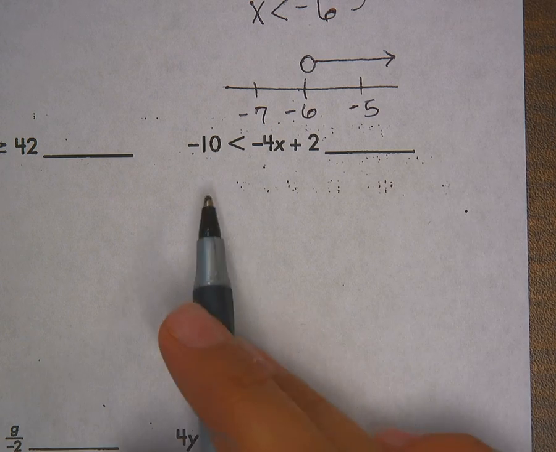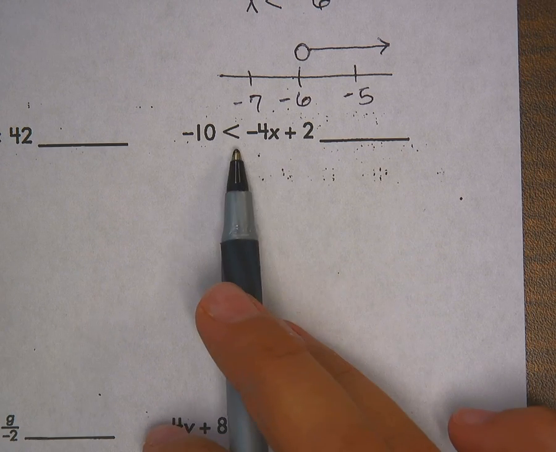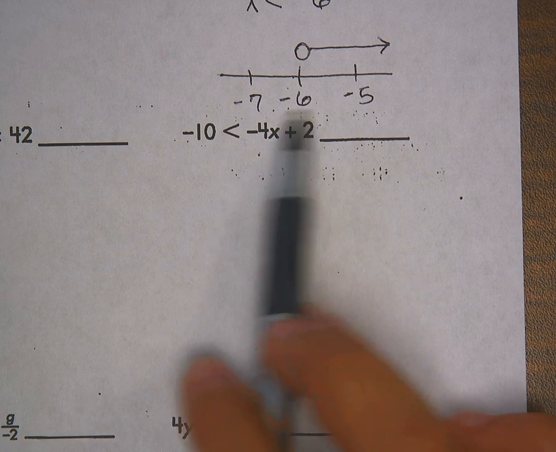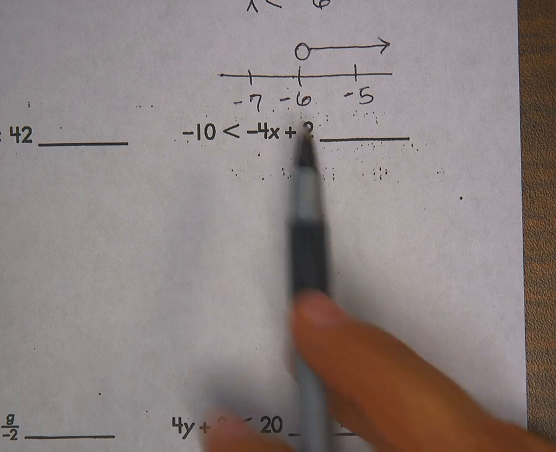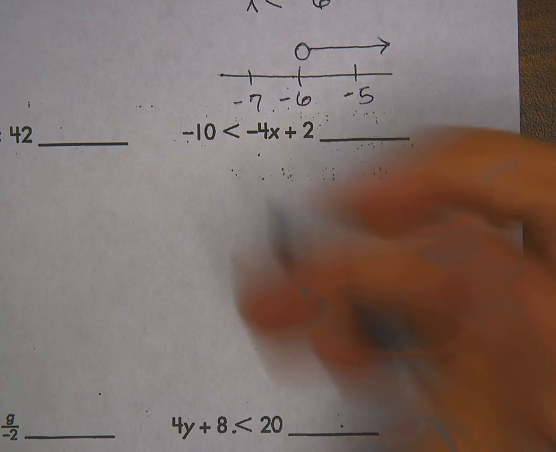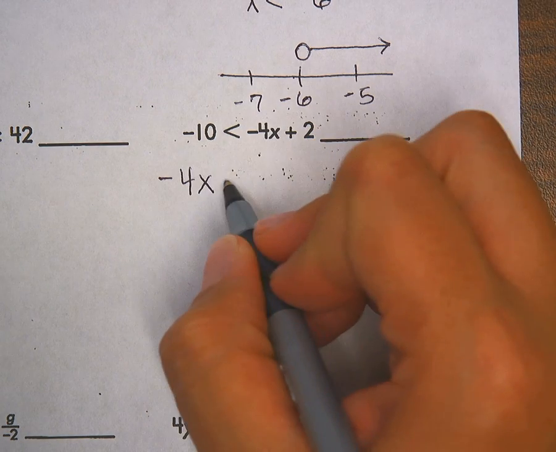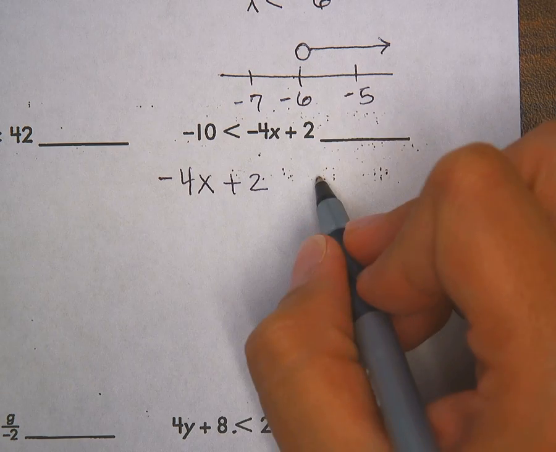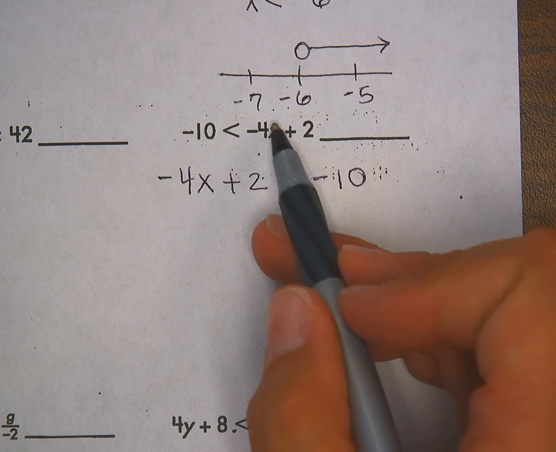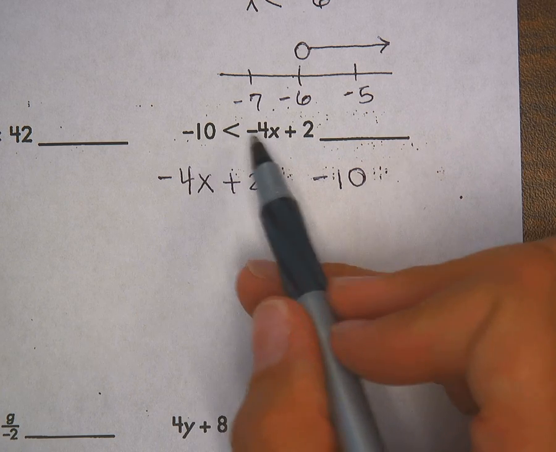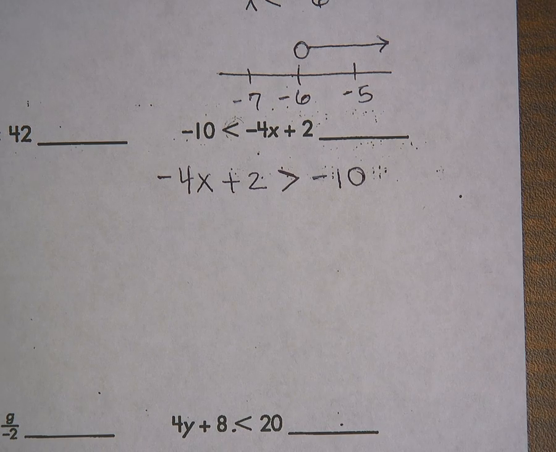Okay, the other question that I'm solving is the one right below the previous question. On this one, I'm going to recommend that before you even start to solve, go ahead and flip sides. That'll keep you from having to flip it at the very end when we're graphing. So I'm going to put negative 4x plus 2, and then on the other side is a negative 10. Now remember, because I'm flip-flopping to put my variable on the left side where I want it, I also have to flip my inequality. So that's going to look like that.